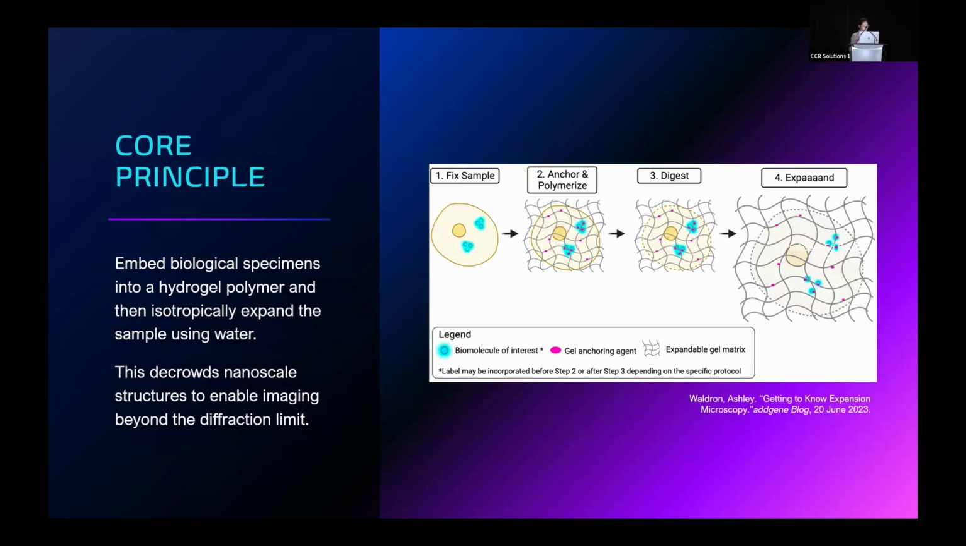So briefly, the core principle of expansion involves embedding a biological specimen into a hydrogel polymer and then isotropically expanding it using water. This decrowds nanoscale structures to enable imaging beyond the diffraction limit.